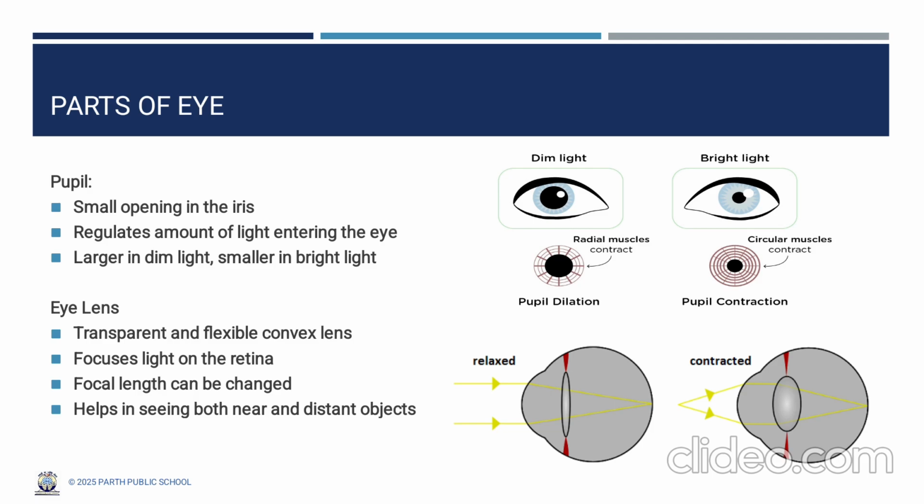Then the most important part, which is the eye lens. The eye lens is a transparent and flexible convex lens. It is convex in nature, converging in nature. It focuses light on the retina. We will be talking about the retina at the last. It can change its focal length by itself, and it helps in seeing both near and distant objects. So we can see both near and distant objects, depending on the size of the lens.